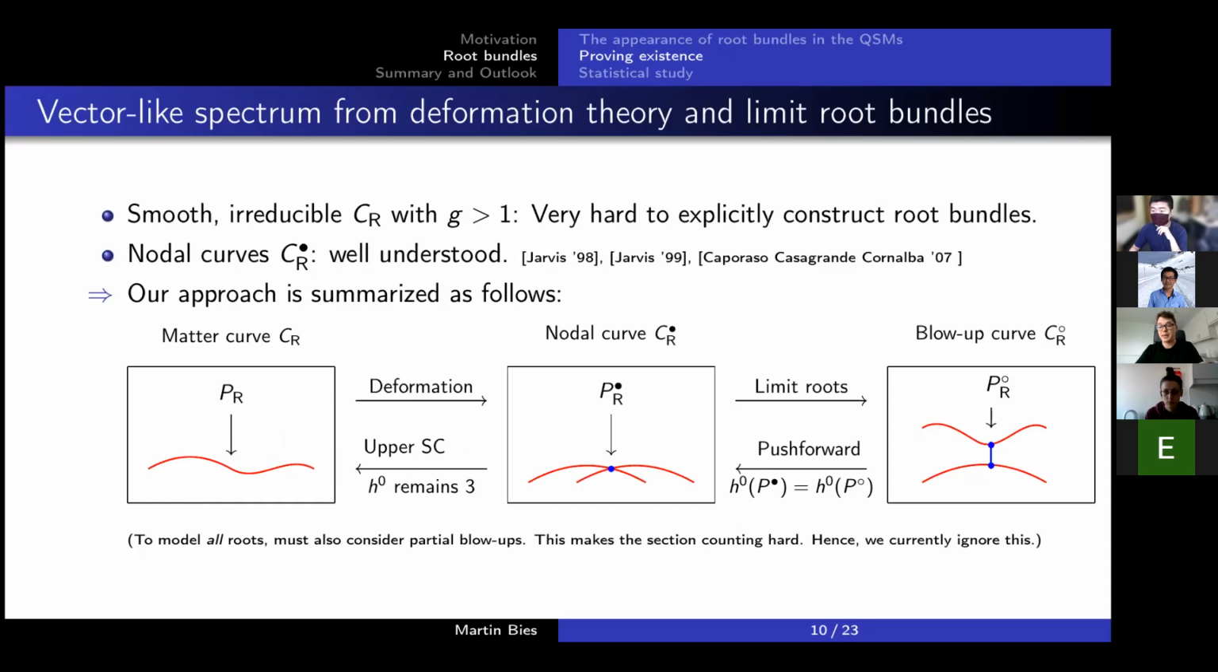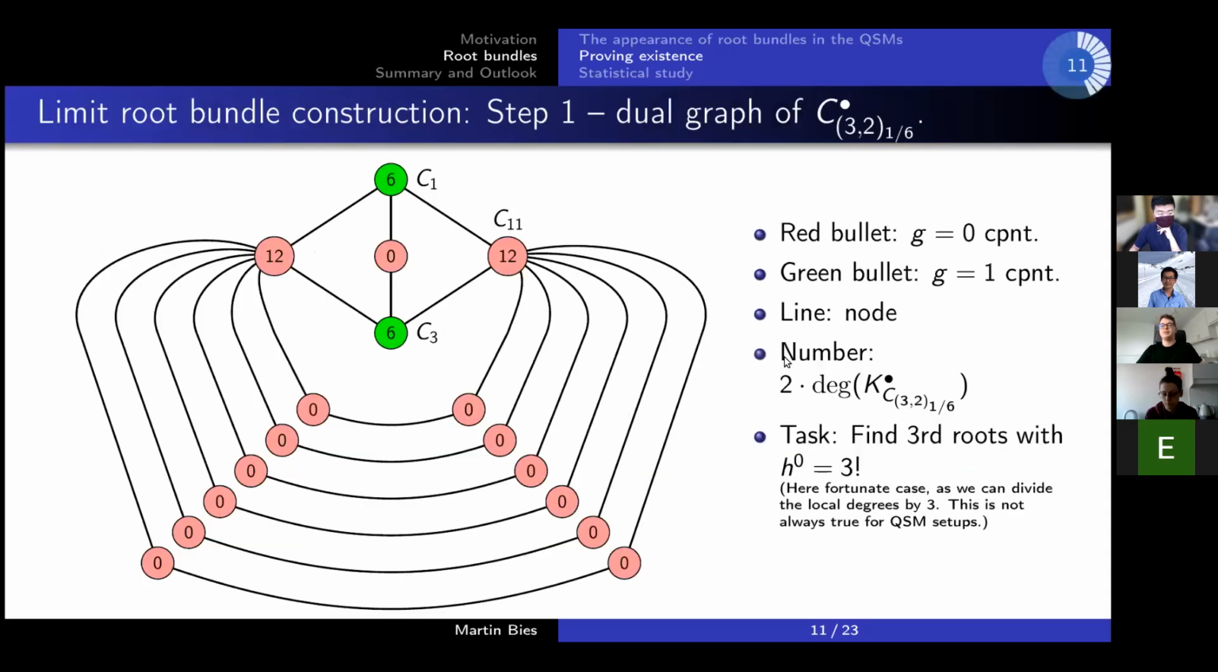So by employing this logic, I've actually just simplified my task to constructing a limit root bundle for you over here in this right box in the full blow up of the curve. And that is what I'm going to do now. I'll do it with a little diagram here. This is the dual graph of the nodal curve in the particular geometry that I have in mind.